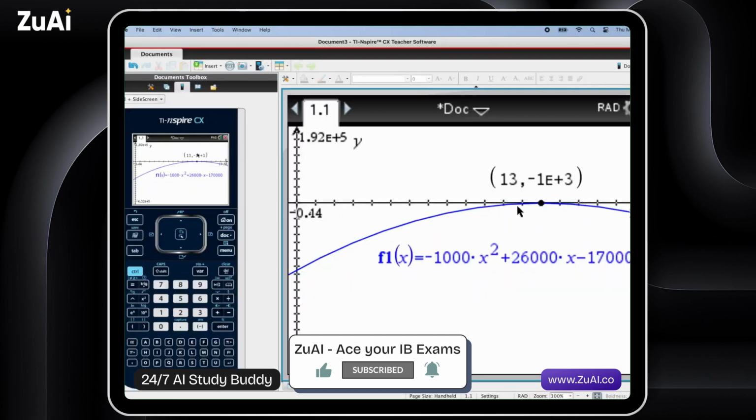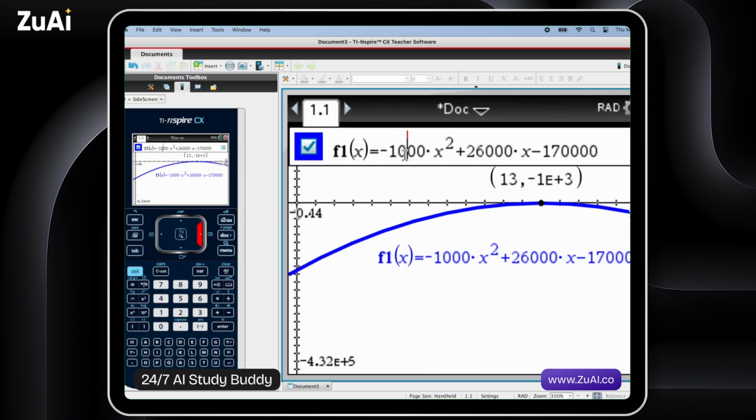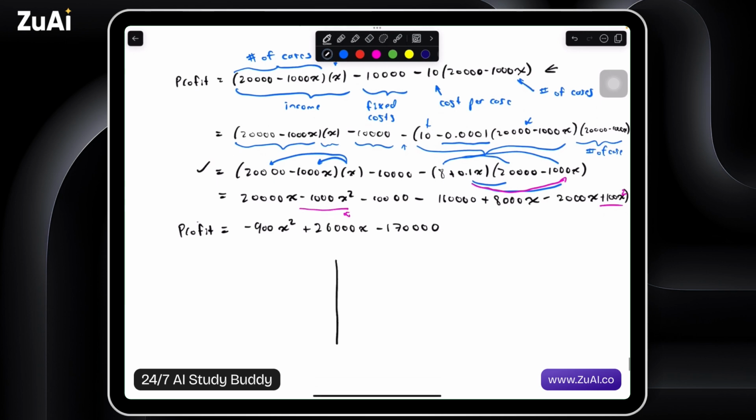So let's go back to the document. Let's edit this and write this as 900. And there we go. There's our new max, 14.4. So I'm gonna go back to the document just about there. Profit as a function of selling price. Again, we get a quadratic. Here's our maximum, and it says 14.4.